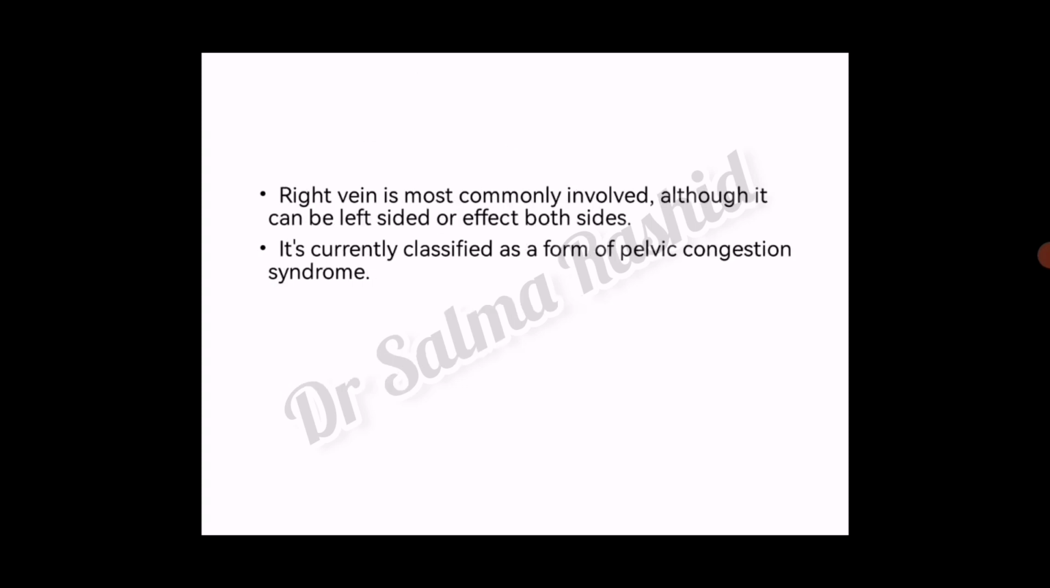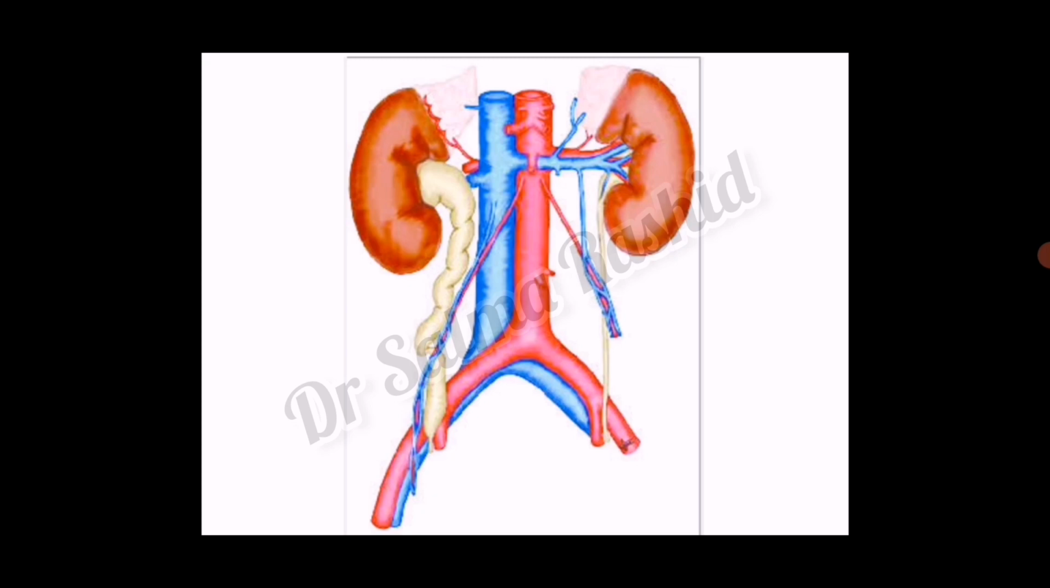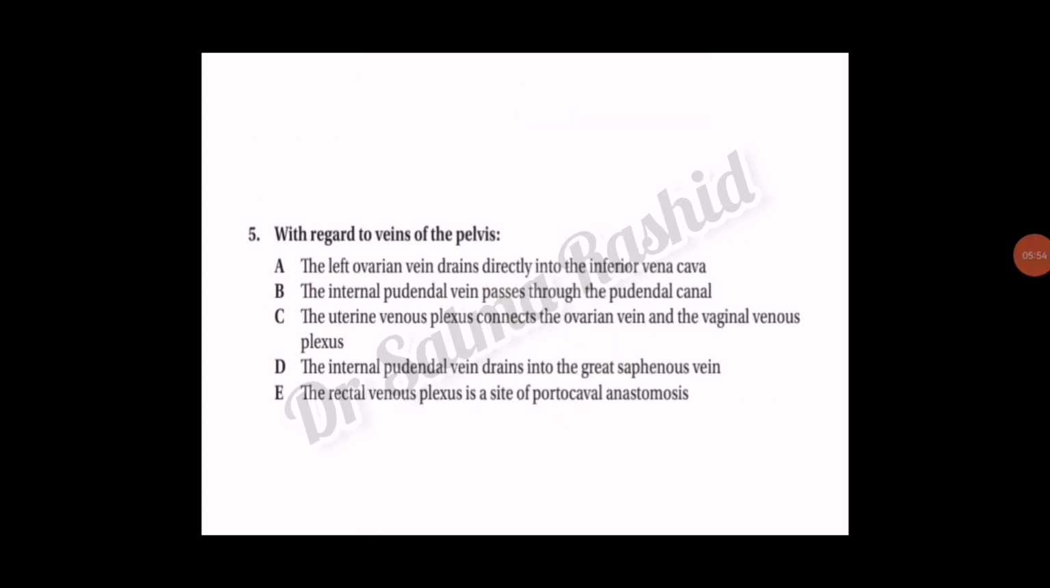Right vein is most commonly involved, although it can be left-sided or affect both sides. It is currently classified as a form of pelvic congestion syndrome. As mentioned earlier, right ureter is compressed more than the left one. It is because right ovary is a bit lower than the left one because of the presence of liver on the right side. So there is less space and right ureter has more chances of compression from a right dilated ovarian vein. So let's come to the question.